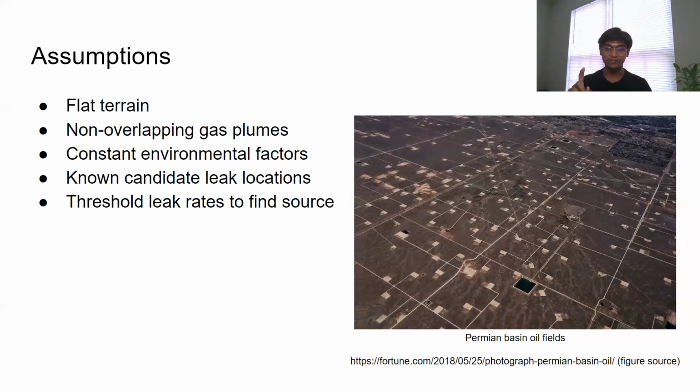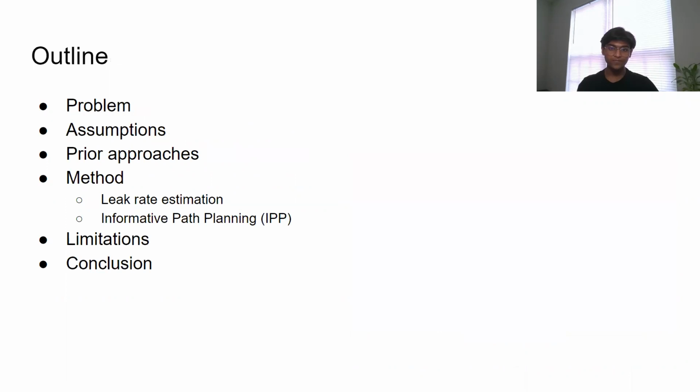And I say candidate leaks because it is possible that of the known leak locations we have, only a subset of them are actually leaking. And if a particular oil well is not leaking, we just assume that we predict it as having a zero leak rate. So I have explained the problem that we are solving and our assumptions. I will now detail the prior approaches to the problem.